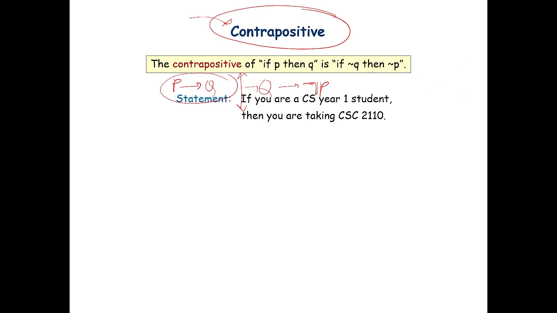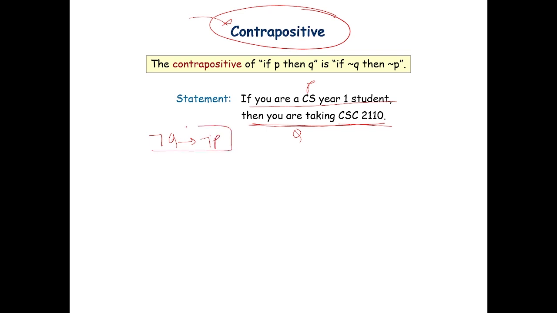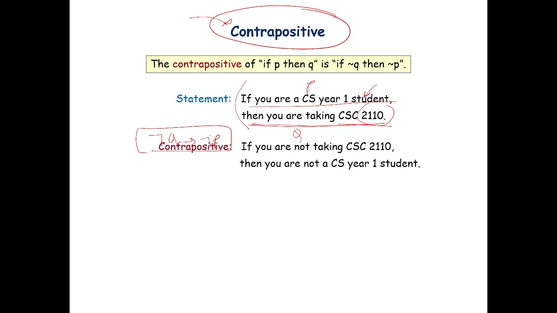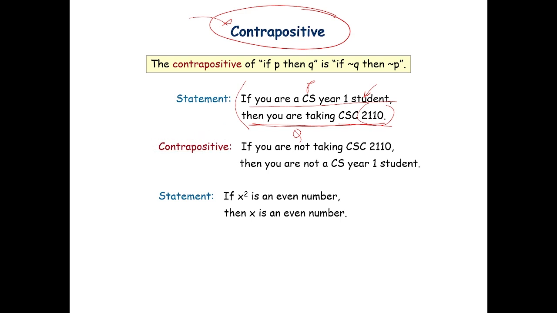If you are a CS first year student, then you're taking CSC 2110. So our contrapositive should be: if you are not taking CSC 2110, this is not Q, then you're definitely not a CS first year student, this is not P. Like that's basic common sense. You can sense by intuition that this is equal to the initial statement.